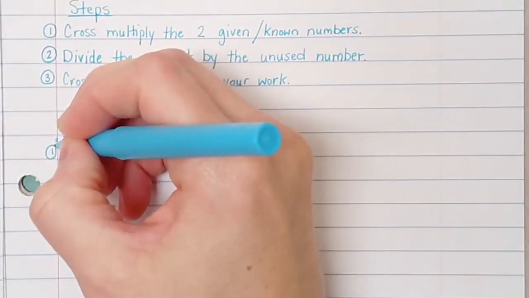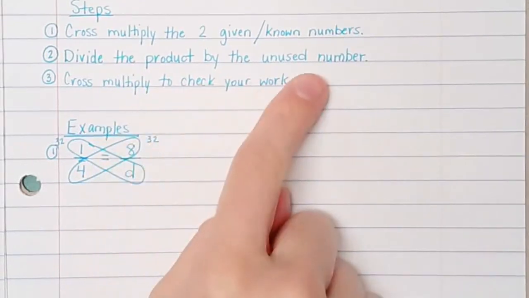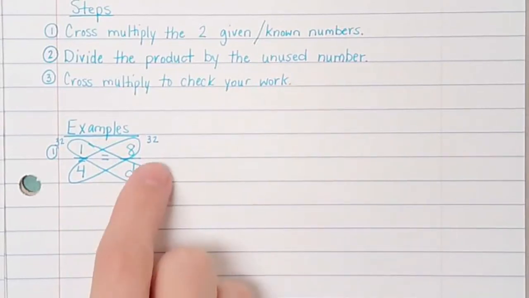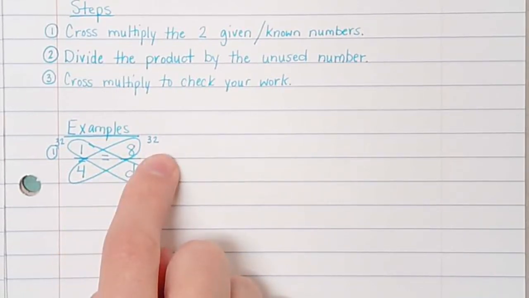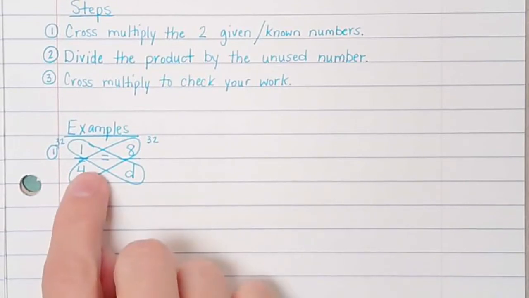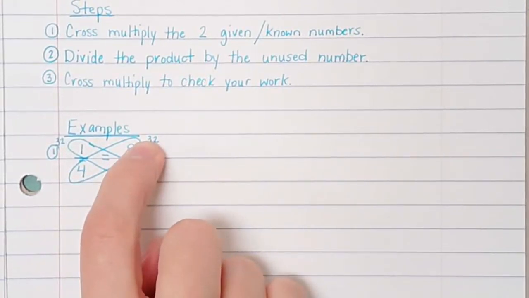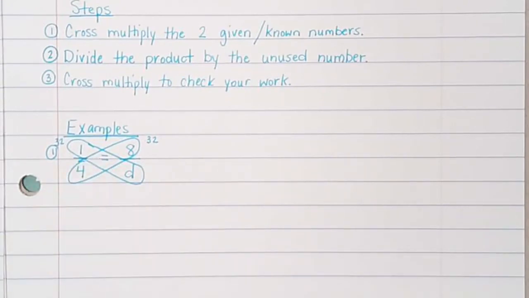Now this one's a little easy because it's involving a 1. But the next step says divide the product by the unused number. The product will be the 32 we just got. Remember, product is a fancy word for the answer to a multiplication problem. So I get 32. I'm going to divide it by the number I haven't used yet. Well, I just used 4. I just used 8. D's not a number, so I have to divide by 1. So then 32 divided by 1, hopefully you know, is 32.